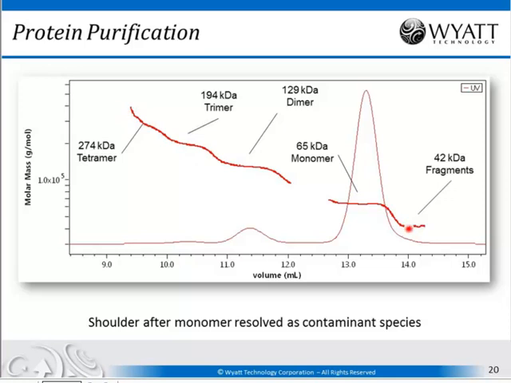The shoulder, which is at the trailing edge of the monomer, turns out that it doesn't have the same molar mass as the monomer. So it is in fact a different species. It's a lower molecular weight. We call it a fragment. We don't know exactly the identity. It might be a host cell protein in this case. It might be a fragment of the primary species. Hard to tell, but it is in fact an additional species and not just tailing of the monomer.